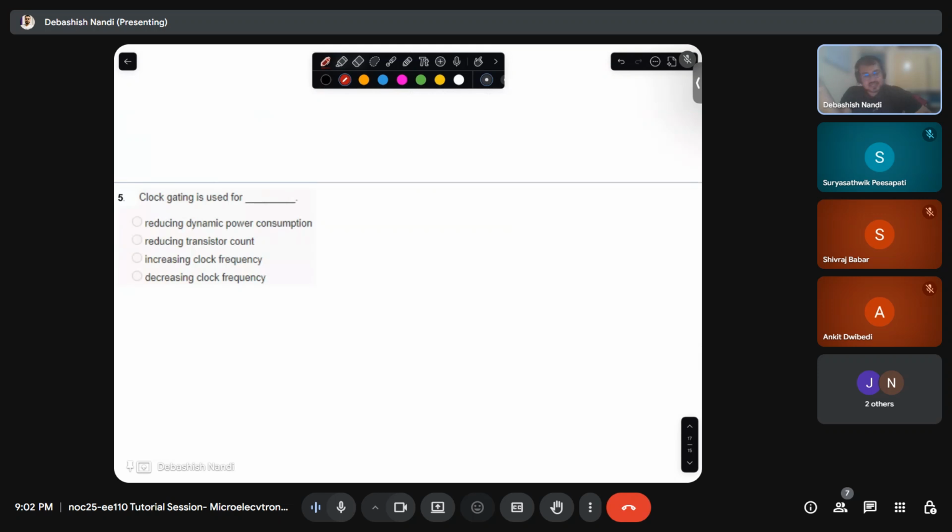Again, this is the same thing, right? The question is, clock gating is used for. Most of the discussion I have done, right? Clock gating means your P dynamic is your CL VDD square times F clock times alpha. So you can reduce your F clock to reduce your P dynamic, right? But F clock you cannot reduce because that basically limits the speed of operation, okay? So there we need to find some way out.